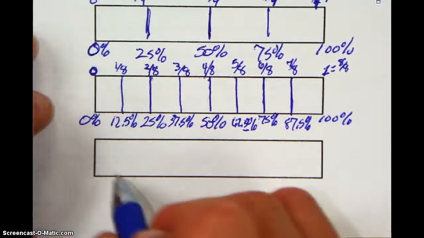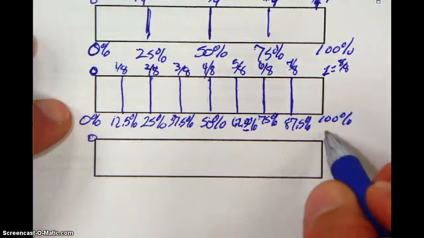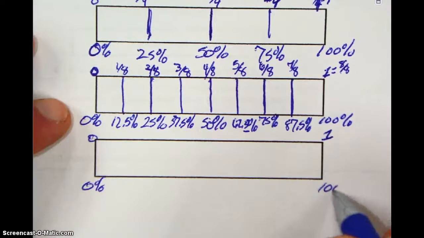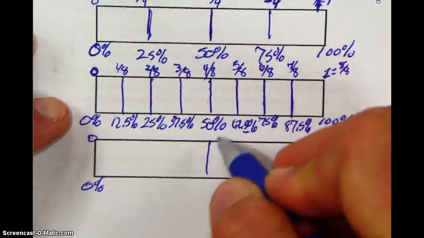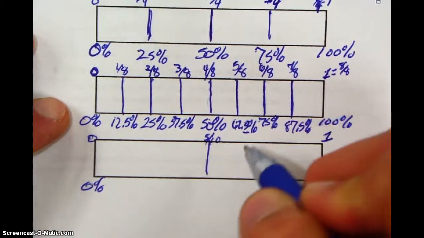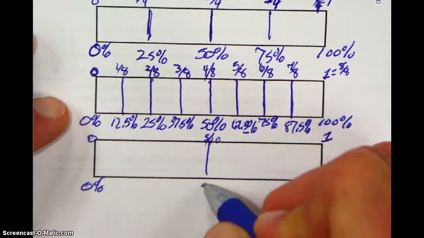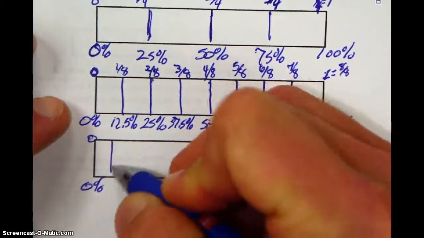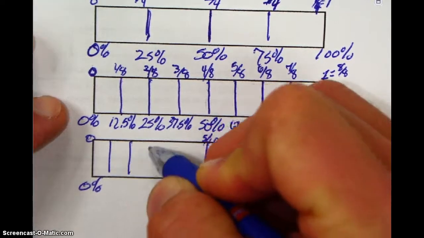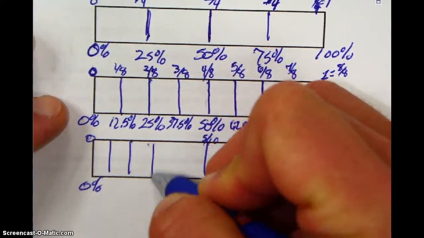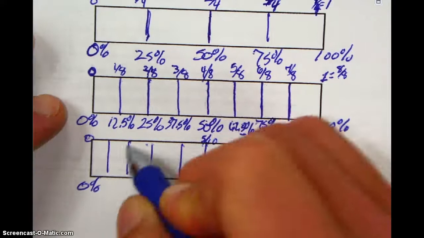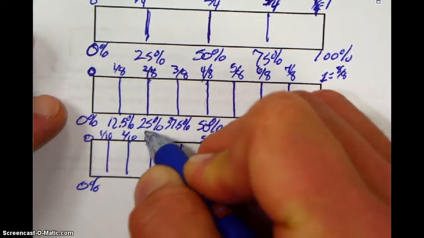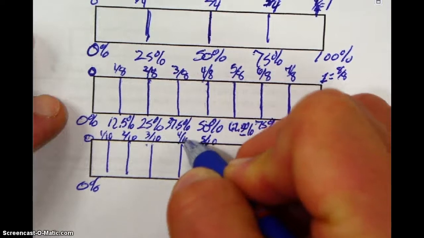The next one's actually going to be a little bit easier to recall. Okay. We're going to go from 0 and 100%, and we're going to do the tenths. And I'm going to try really hard here. All right. So 5/10 is what? 50%. Okay. 1, 2. 3/10 would be about right there. 4/10 would be right there. Okay, 1/10, 2/10, 3/10, 4/10.